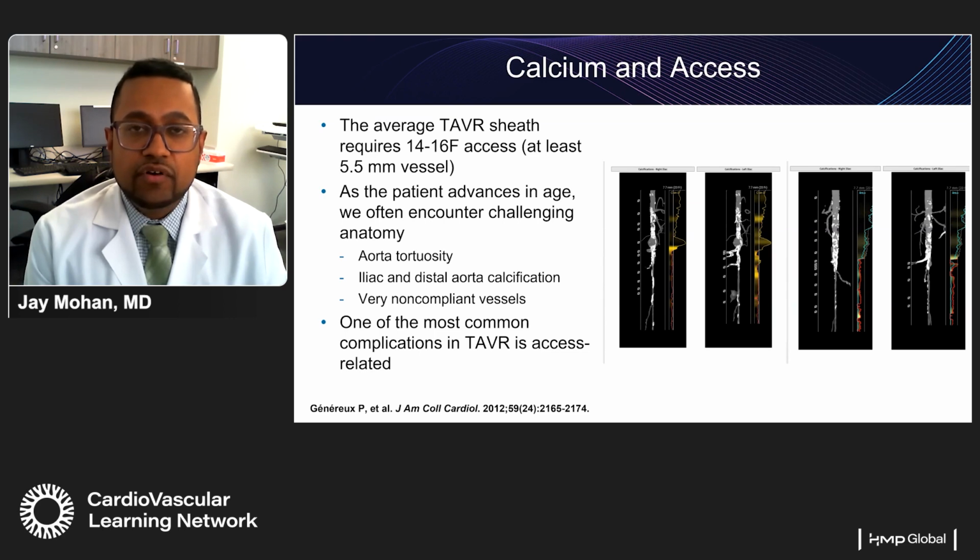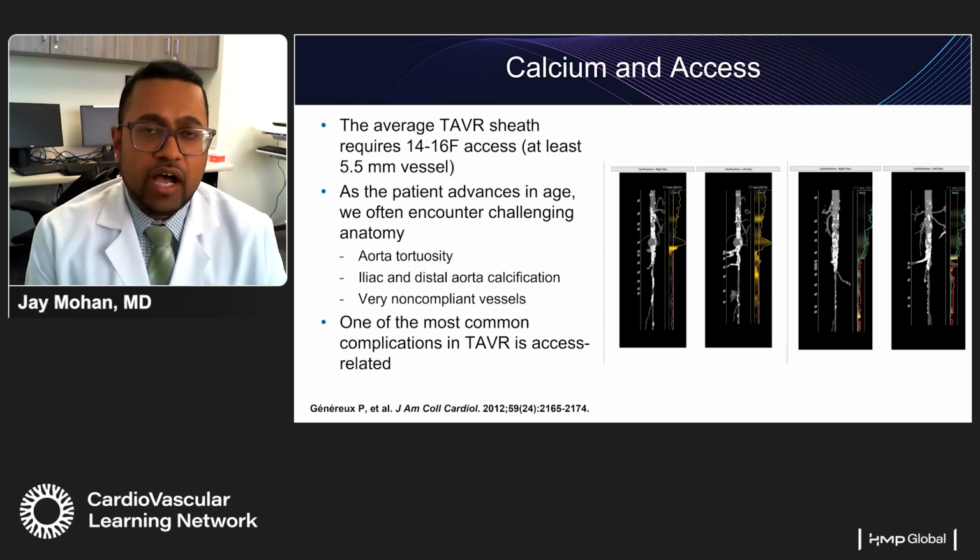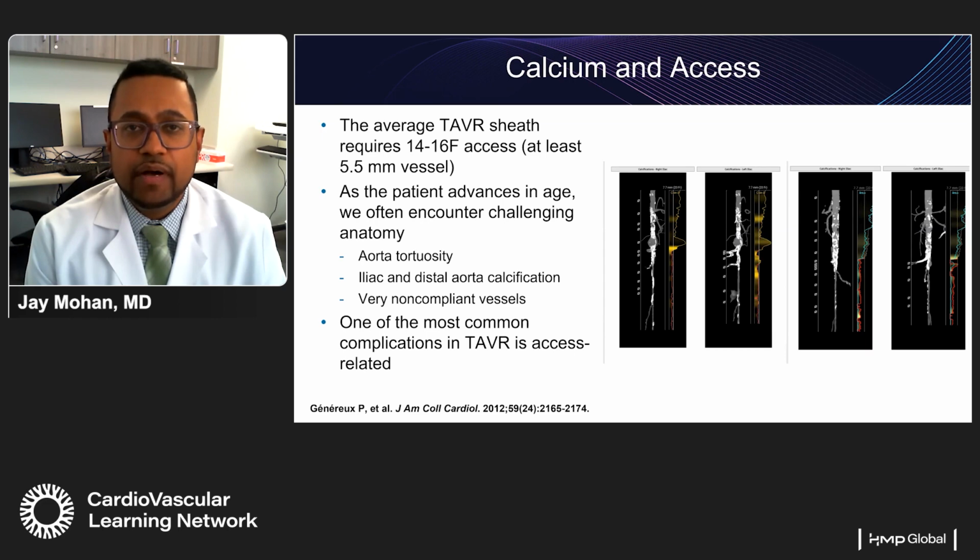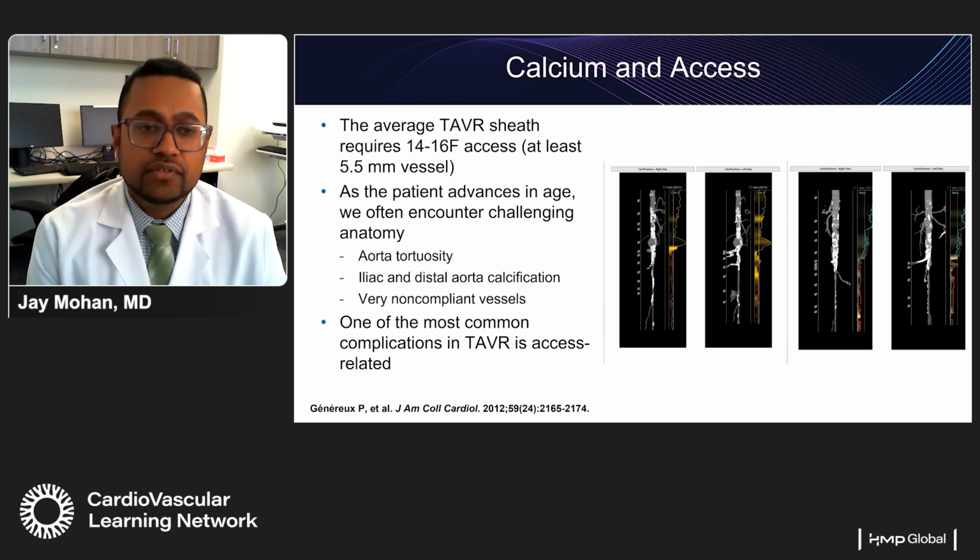The issue with TAVR, which we still are running into, is that it's a large bore sheath. Most TAVR sheaths range anywhere from 14 to 16 French, which means most of our access sites have to be at least 5.5 millimeters. In general, that is not a problem in the femoral or common femoral artery. Most of the time we actually worry about what the iliacs look like, and whether that 14 or 16 French sheath is going to be able to safely traverse that iliac artery if it's severely calcified and stenosed.